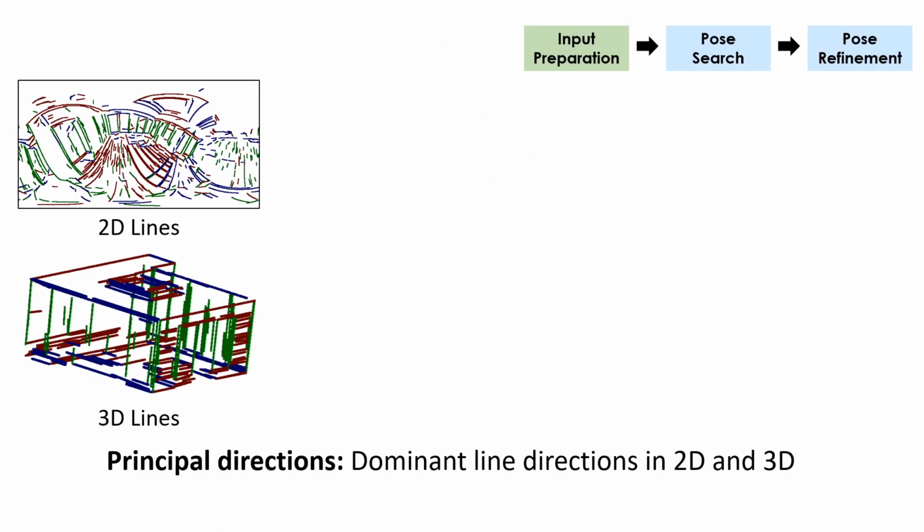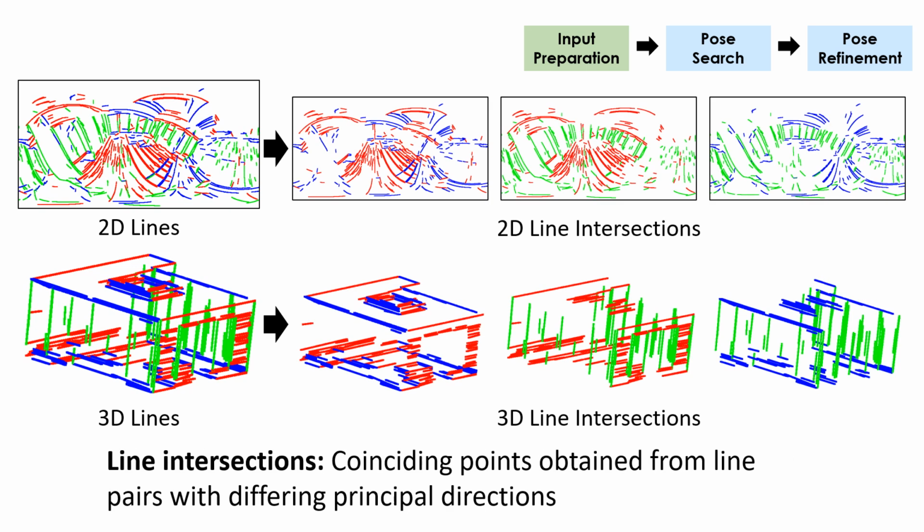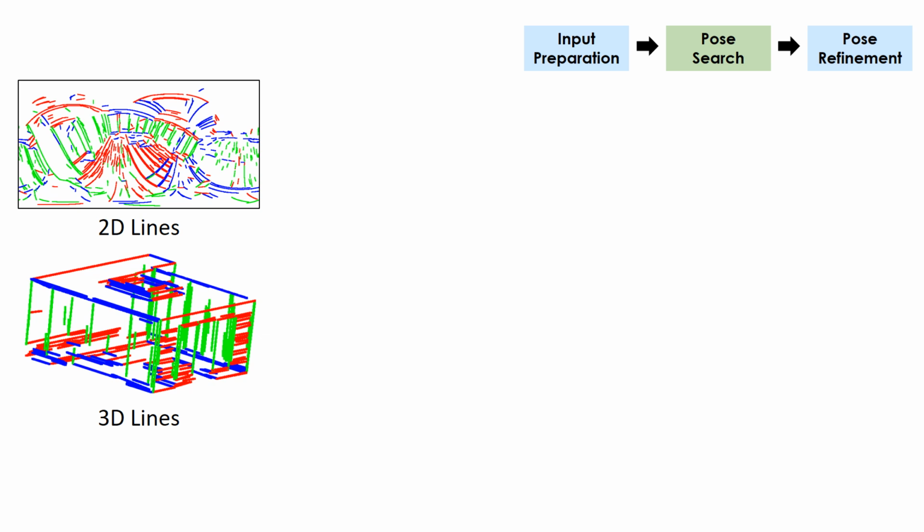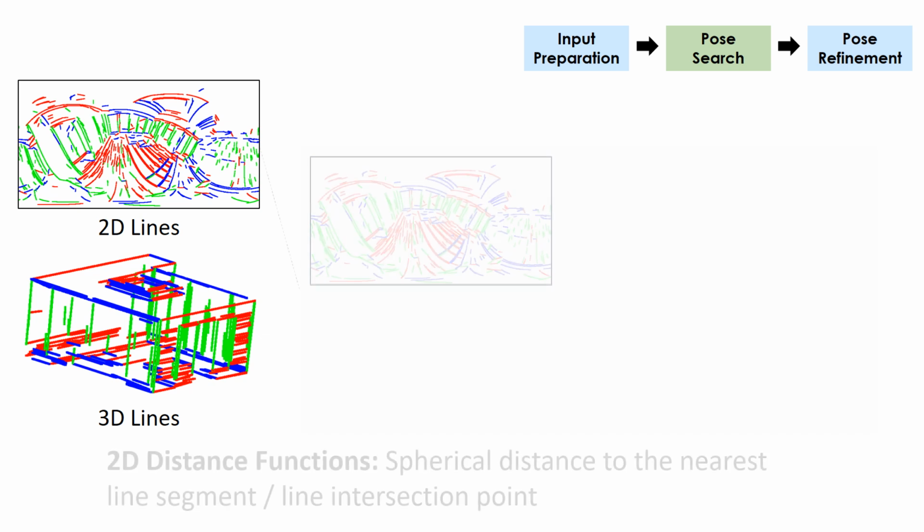From the input lines, our method first obtains the principal directions. Then, by pairing together lines with different principal directions, we extract three groups of line intersections. As the next step, our method performs coarse pose search by comparing distance functions in 2D and 3D.